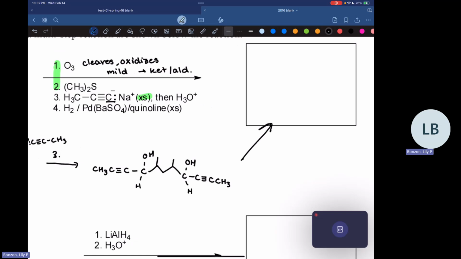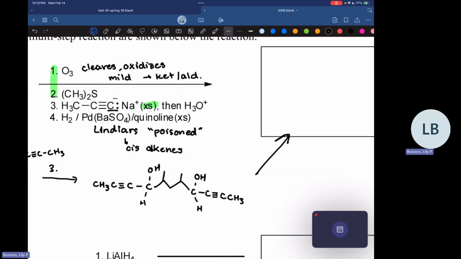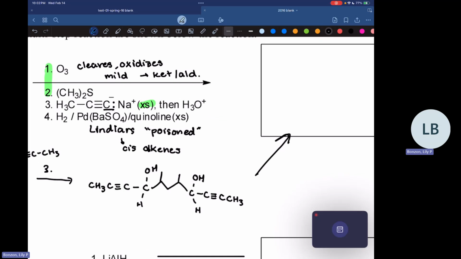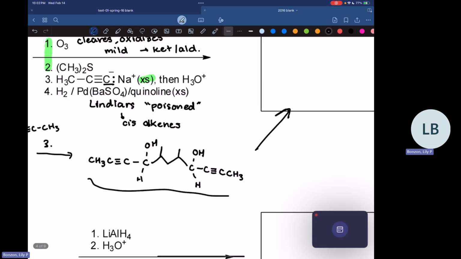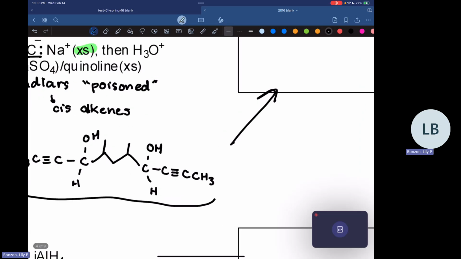So our final step here is going to be hydrogen and the Lindlar's catalyst, also known as a poison catalyst. What this does is it takes alkynes and converts them to cis alkenes. The reason it makes them cis is that the reactant is actually like a physical metal, and our molecule is physically attaching to the metal at that one side and adding the hydrogens. So we're just going to turn these triple bonds into cis hydrogens.